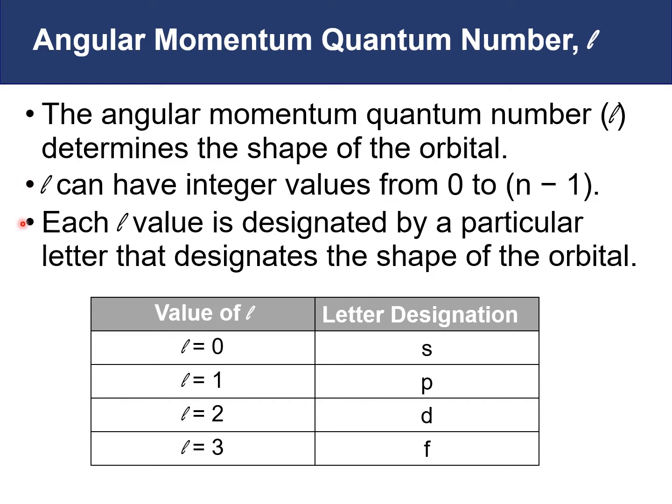Each L value is designated by a particular letter that tells us what the shape of the orbital will be. An L value of 0, we will use a designation of s. An L value of 1, we will call p orbitals. An L value of 2, we will call d orbitals. And an L value of 3, we will call f orbitals. Again, the L value, the angular momentum quantum number, is what tells us the type or shape of the orbital.